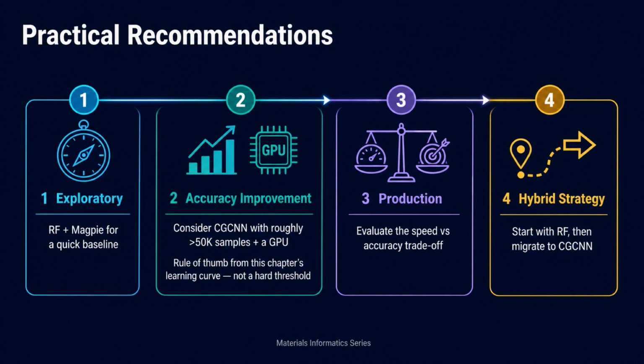Practical recommendations follow 4 stages. In the exploratory analysis stage, quickly build a baseline with random forest and MagPy. In the accuracy improvement stage, introduce CGCNN if data exceeds 50,000 samples and GPU is available. In the production operation stage, make the final decision after evaluating the inference speed versus accuracy trade-off. Consider a hybrid strategy. Start with random forest initially, then migrate to CGCNN after accumulating sufficient data.